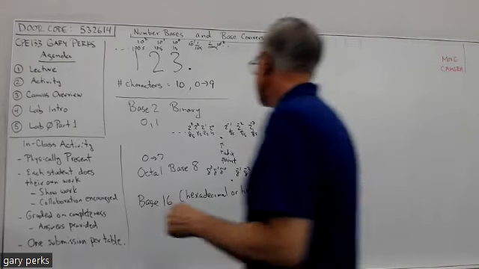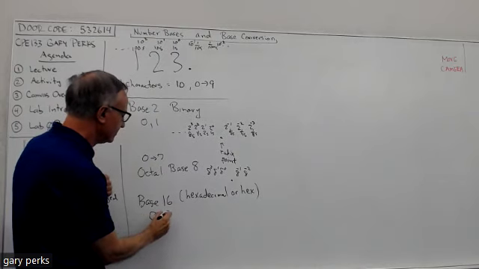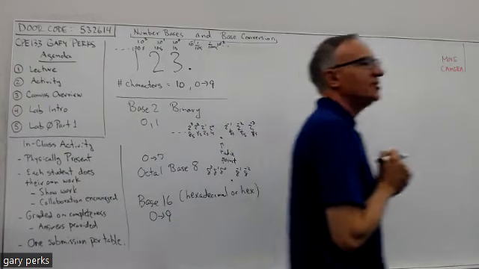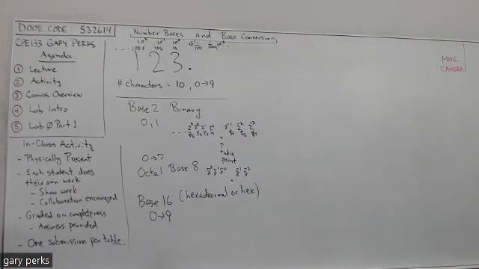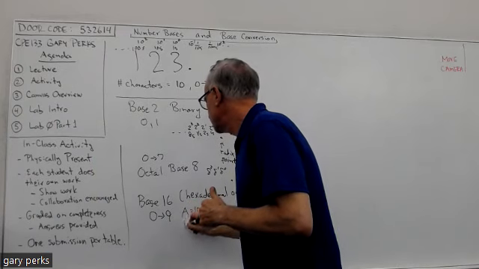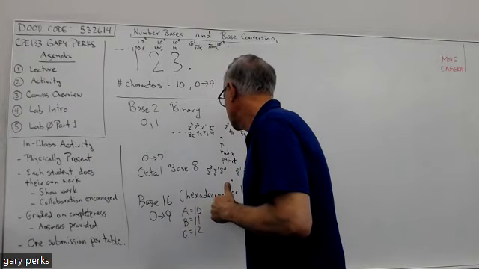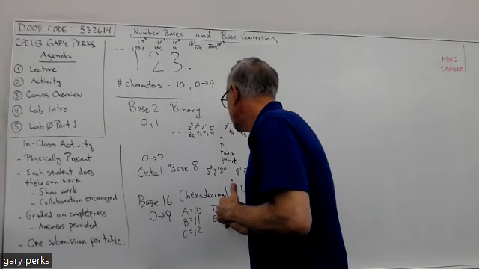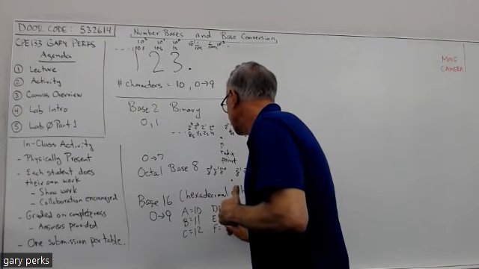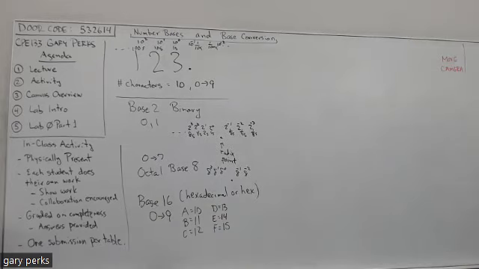Okay, so there's 16 characters in hexadecimal, and for the first 10, we use 0 through 9. Does anyone know what we do next to get the additional characters? Because that's 10, we need 6 more. A through F. Right, A through F. We start using letters. So A is 10, B is 11, C is 12, D is 13, E is 14, and F is 15. Okay, so 16 characters.